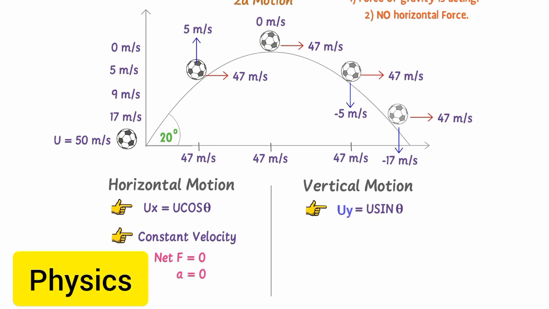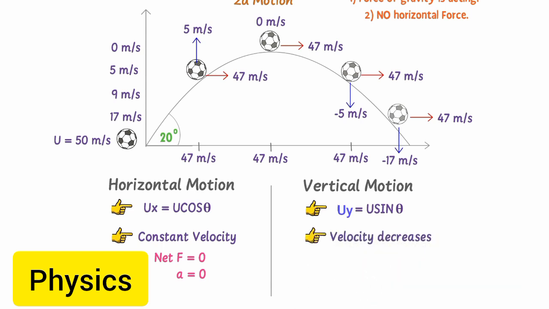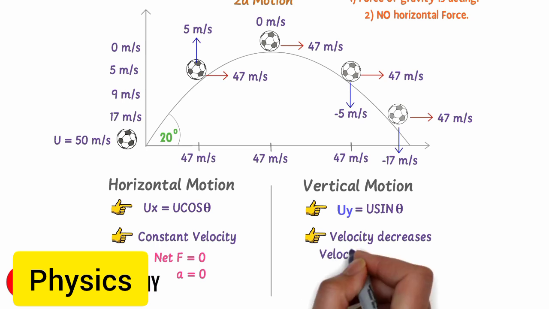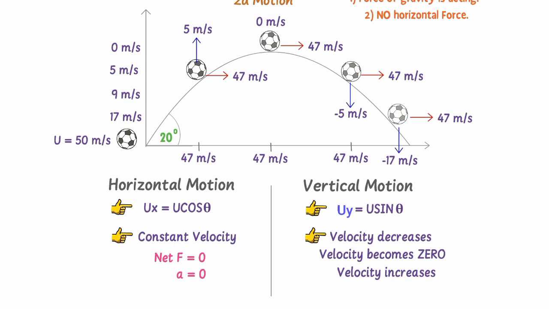In the case of vertical motion, firstly, velocity decreases. Secondly, at maximum height, velocity becomes 0. Thirdly, velocity increases. Hence, velocity is not constant in vertical direction, so the ball or the projectile experiences the net force of gravity in y direction. Therefore, it has gravitational acceleration -g in vertical direction. I hope that you have understood the concept of projectile motion.